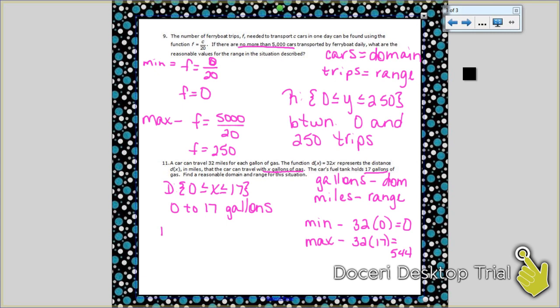So my range is from 0 to 544, which means that they can go from 0 to 544 miles with the tank that they have on that car. So that's what that domain and range means in terms of the situation.